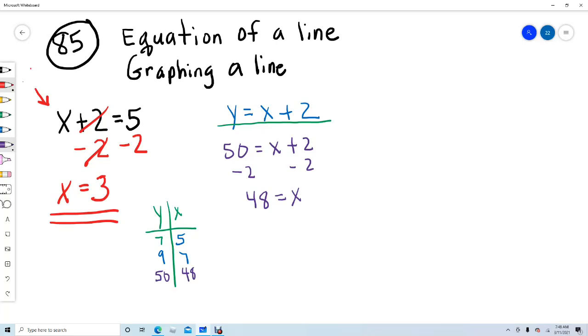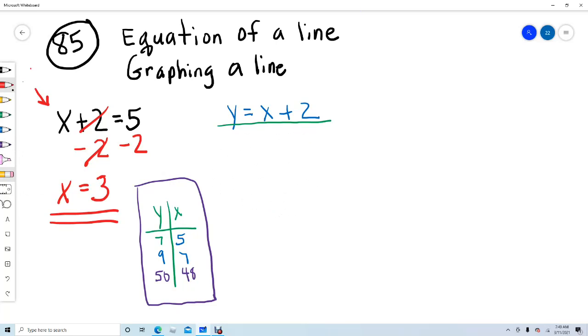If I kept on doing this, there's actually an infinite number of solutions to this equation for x and y. When one value changes, the other has a corresponding changed value. You can look at my chart down here and see that we can have lots of different values for x and y that would make this equation true. And they're pairs. 7 and 5 go together, and 9 and 7 go together, and 50 and 48 go together as solutions to that problem. One interesting thing is that if we were to take these pairs and graph them on a coordinate plane, we would get a straight line.